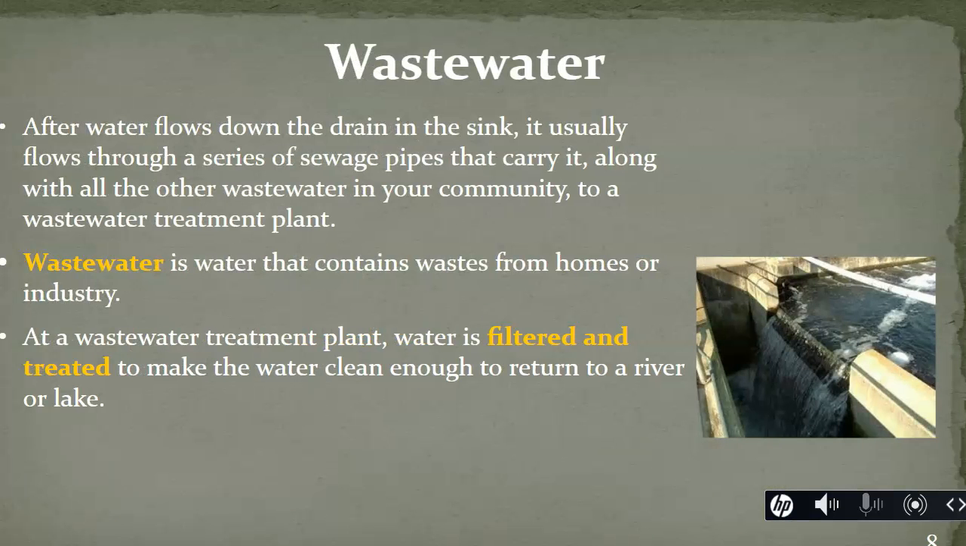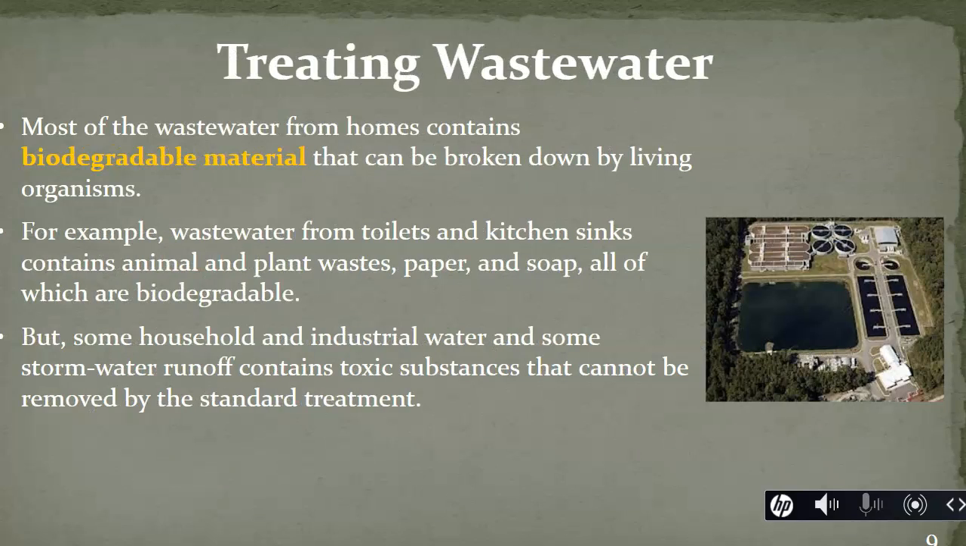All right, when we talk about wastewater, after you turn on your sink and water drains down the sink, it flows through a series of sewage pipes, right? And it goes to a wastewater treatment plant. So wastewater is going to be water that contains waste from our homes or industry. And the treatment plant, its entire job is to filter and treat the water to make it clean enough to return to a river or a lake.